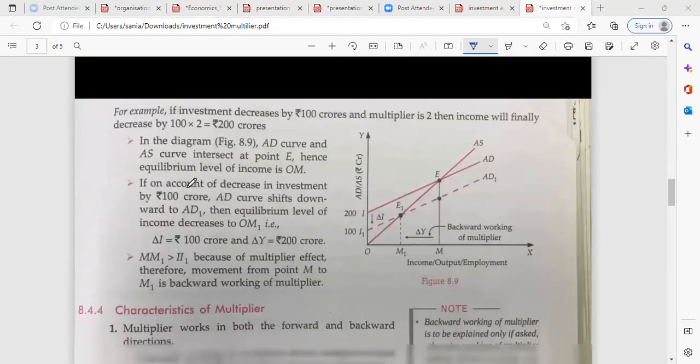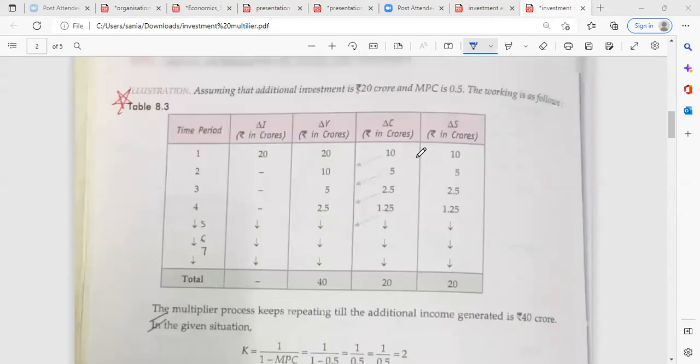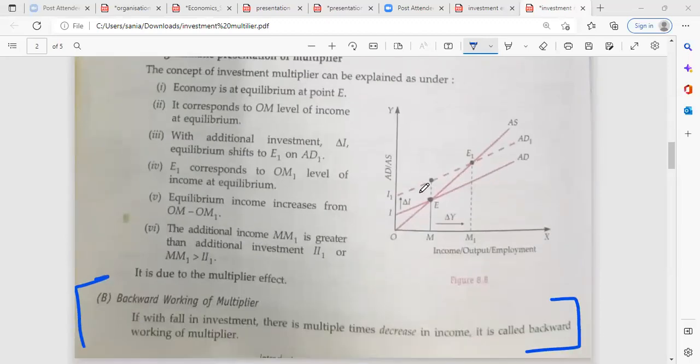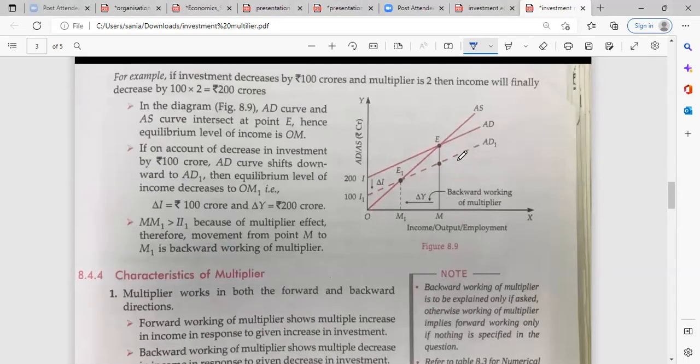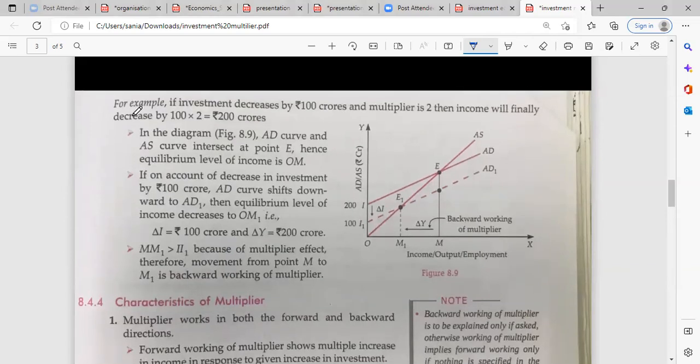Okay. Now see over here, in the forward multiplier, what we were doing, basically your demand was increasing, right? But in backward, what will happen? Your demand will go down because your investment is going down, right? So if investment decreases by 100 crore, from 200 it's coming to 100, so it decreases by 100 crore, and multiplier is 2, then income will finally decrease. Because your investment will go down, your AD will fall, so from this equilibrium you will come to this point, right?